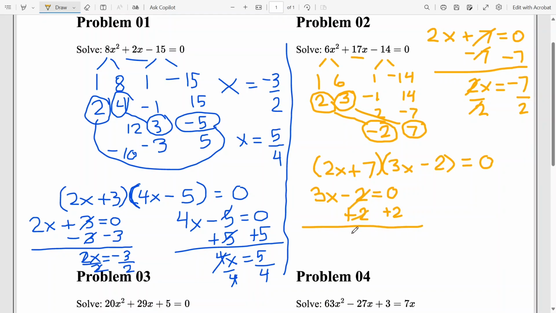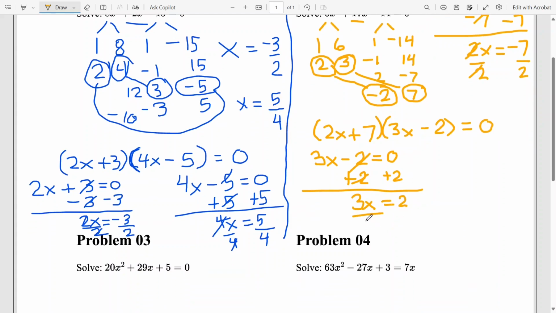Twos will cancel here, and I'll get 3x equals 2. We'll divide by 3. And the 3's will cancel out. I'll get x equals 2/3. So my two solutions are x equals -7/2 and x equals 2/3. All right, and we're done with that one.